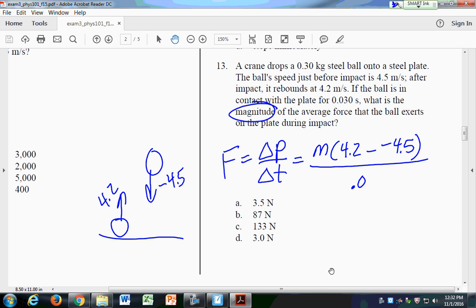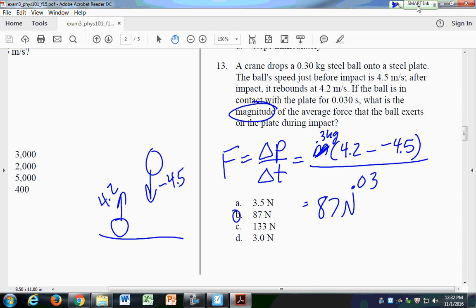Divided by 0.03. This was 0.3 kilograms. It's 8.7. I don't know. It is what it is. But that value, does anybody know what that is? It is 87. Okay, 87 newtons. You'll have, I think there's just one like that.